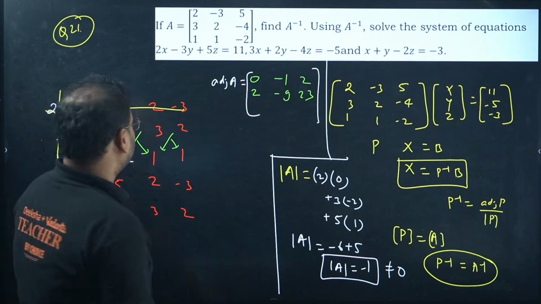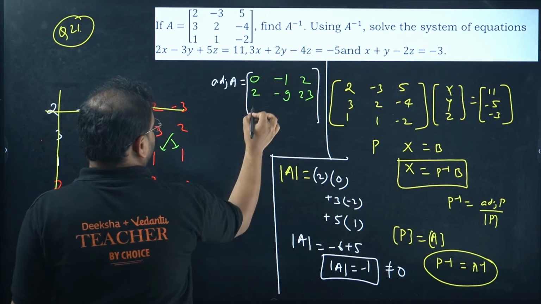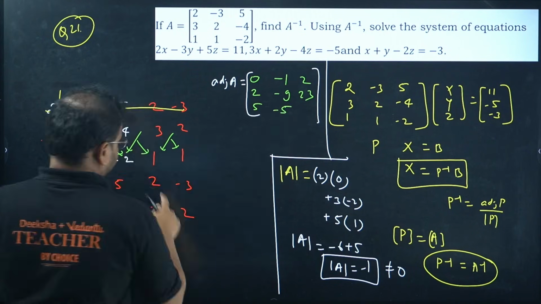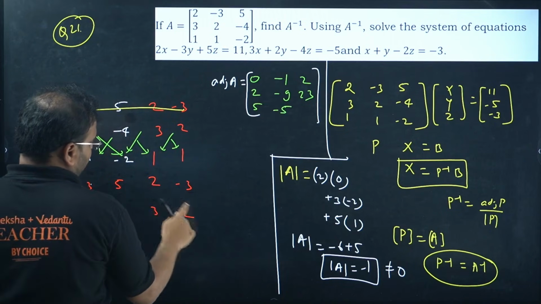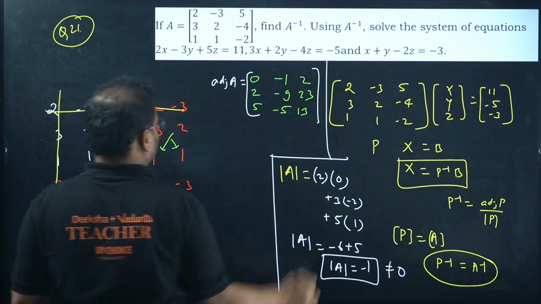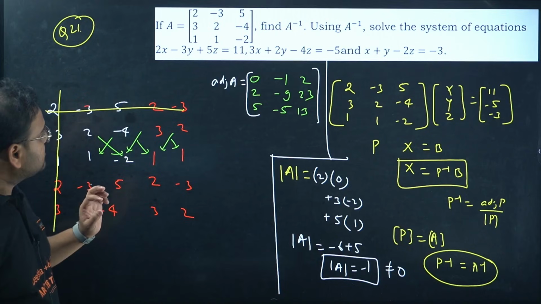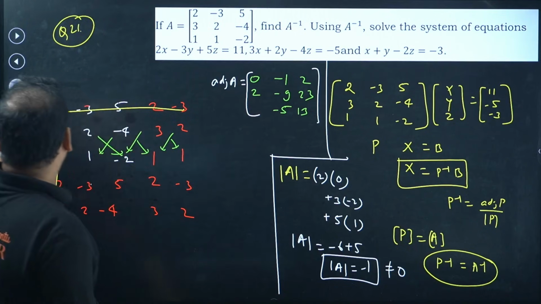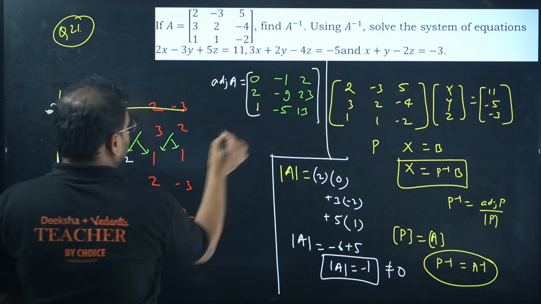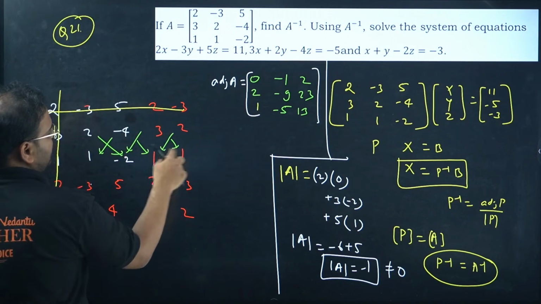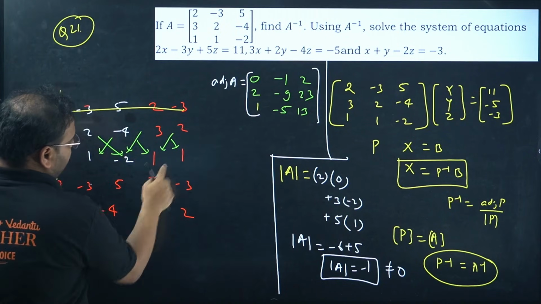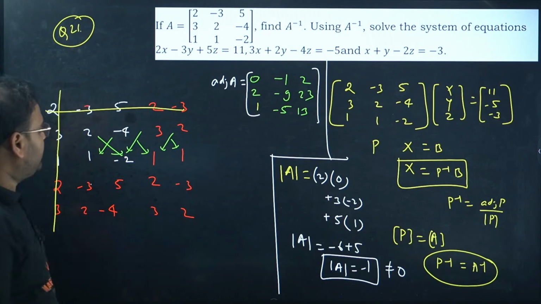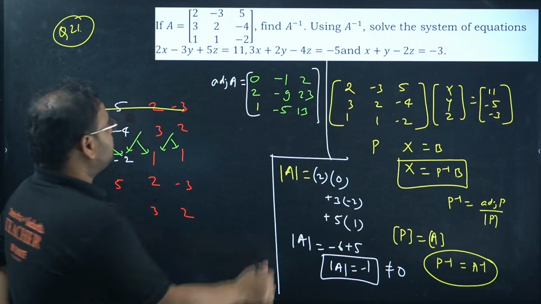3 and 2 comes as 3 minus 2. Excuse me, my bad, 3 minus 2, that's 1. Minus 3 minus 2 is minus 5, 4 plus 9, that is 13. Let's cross check again. 3 minus 2 is 1, minus 3 minus 2 is minus 5, 4 plus 9 is 13, correct. This is my adjoint matrix.